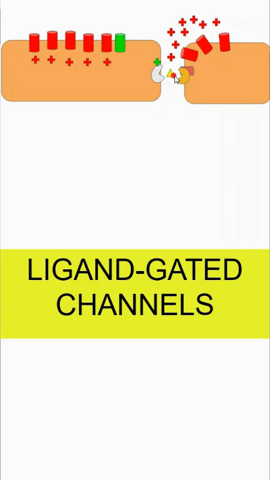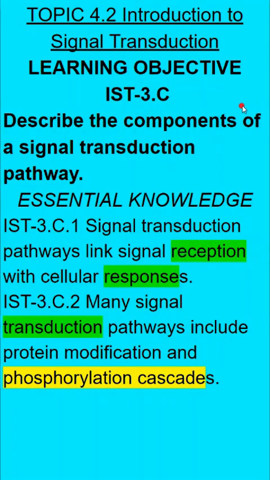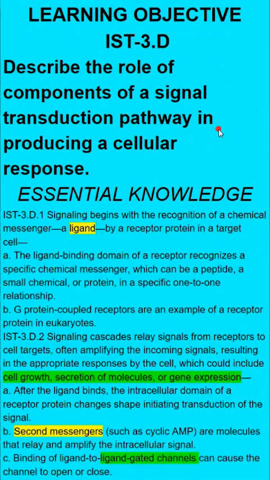So as the ligand, or the neurotransmitter, binds, it's going to open the channel here, which then causes that initial positive flooding of sodium ion channels, which can create the action potential, which causes more voltage-gated channels to continue sending the message. So again, as we go here, we've got reception, transduction, and response. We often are associating that with phosphorylation cascades and secondary messengers, and that reception of the ligand can cause cell growth, secretion of molecules, gene expression, or opening of channels.